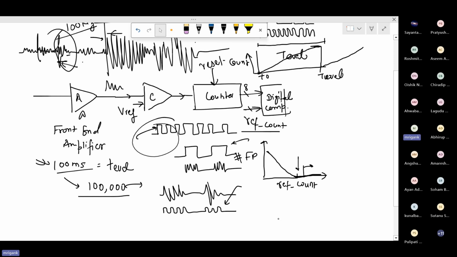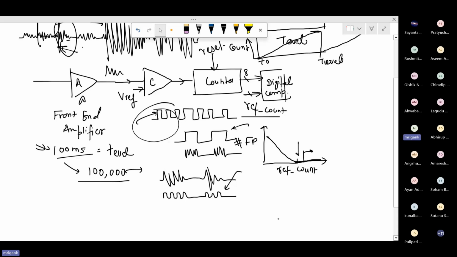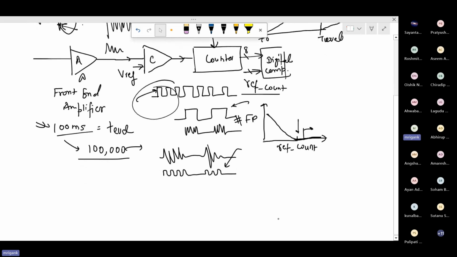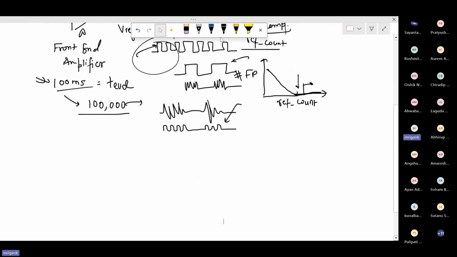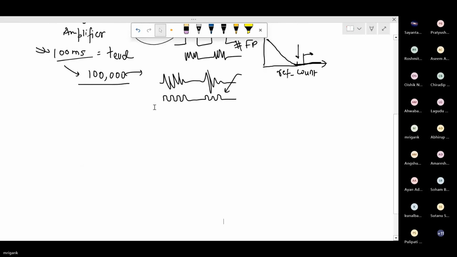The other thing is the gain and the reference, right? How do we decide the gain and the reference? When you have an amplifier, and followed by that, you have already done the pre-amplifier plus comparator.